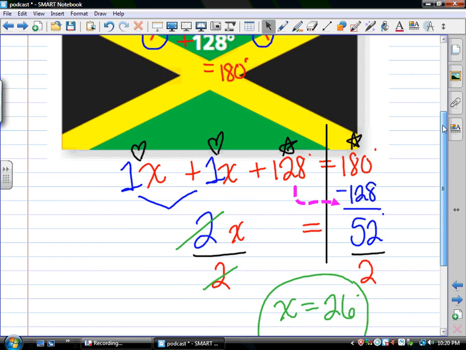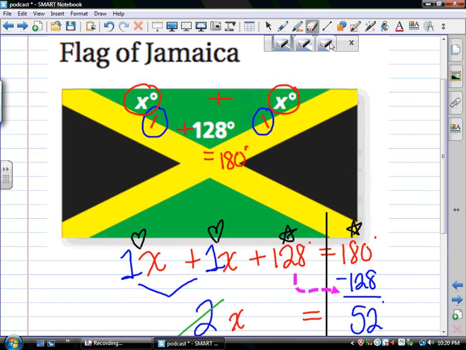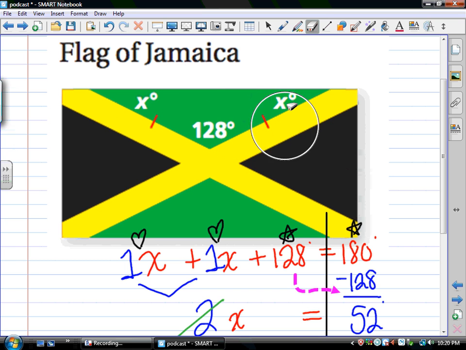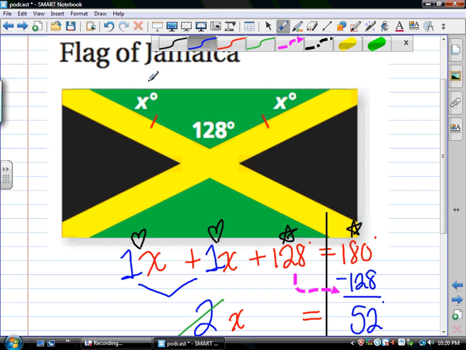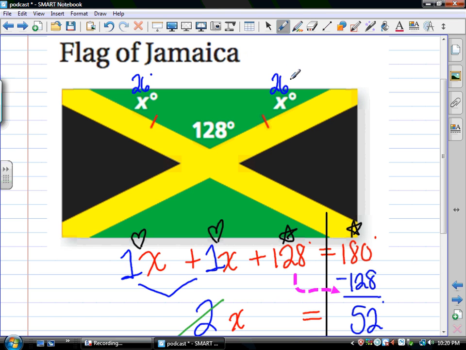Plus 10 if you told me to check your answer, Mr. Phillips. Plug and chug, 26 degrees for each of the x's, and add 26 and 26, which should give you 52. 52 and 128 does give me a total of 180, so it does check. Excellent job checking your work.